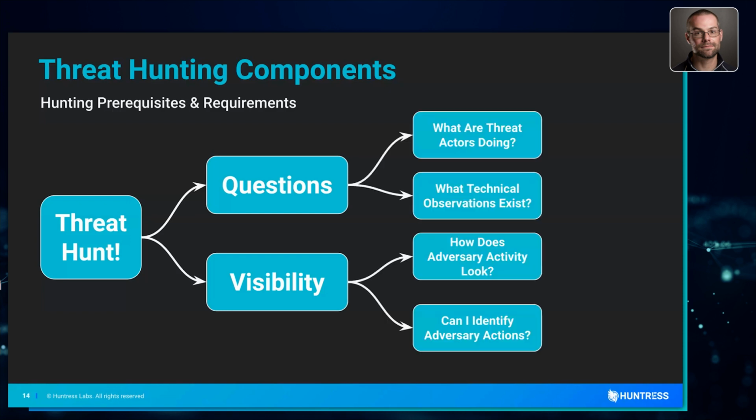Going a level deeper, questions can consist of just asking yourself, or using our understanding of the threat environment to ask what are threat actors doing and what technical observations exist that align with those threat actor behaviors or actions, which gets us into the visibility area where we want to determine how does the adversary look within our own telemetry set. Based upon what technical observations this adversary will leave behind, where in my visibility would those observations manifest, or how do I find those? Leading to the question of can I or can I not identify adversary actions within the data sources that are available to me?